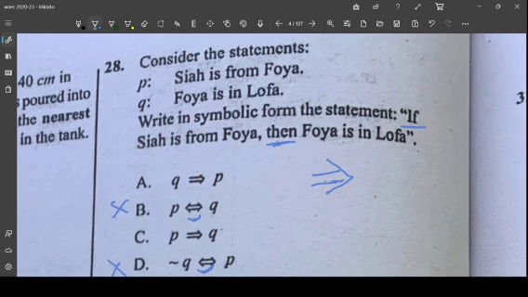So let's finish it up. What's going to be on either side of this statement? Look at the first part. The first part says if Sia is from Foya. If you look at it in your question, that corresponds to P. So on this side, I'm going to have P. And then Foya is in Lofa is the second side. That will be Q. So you see that that tallies with option C.